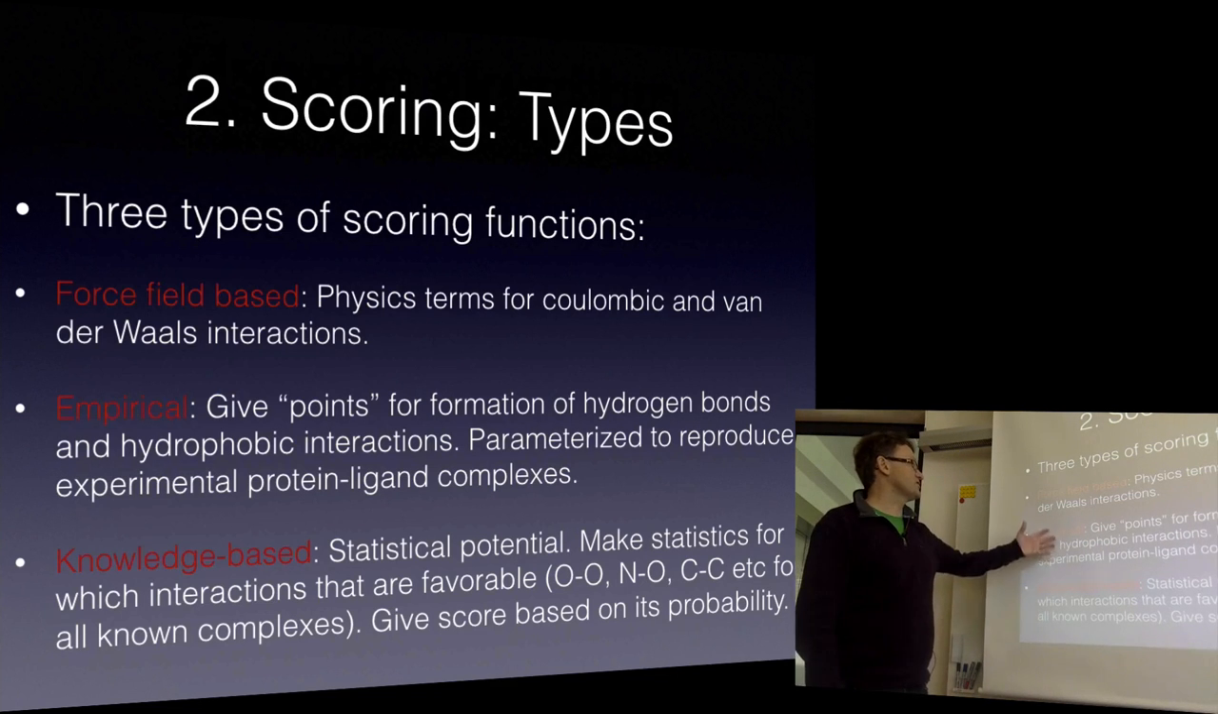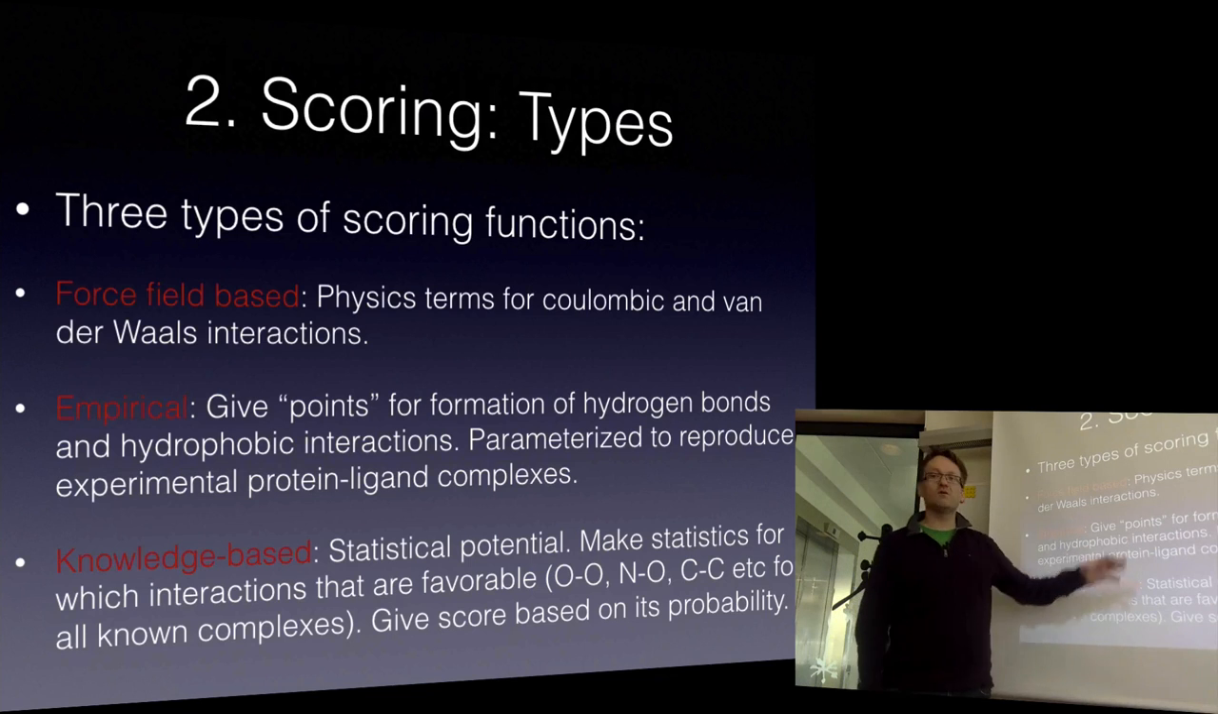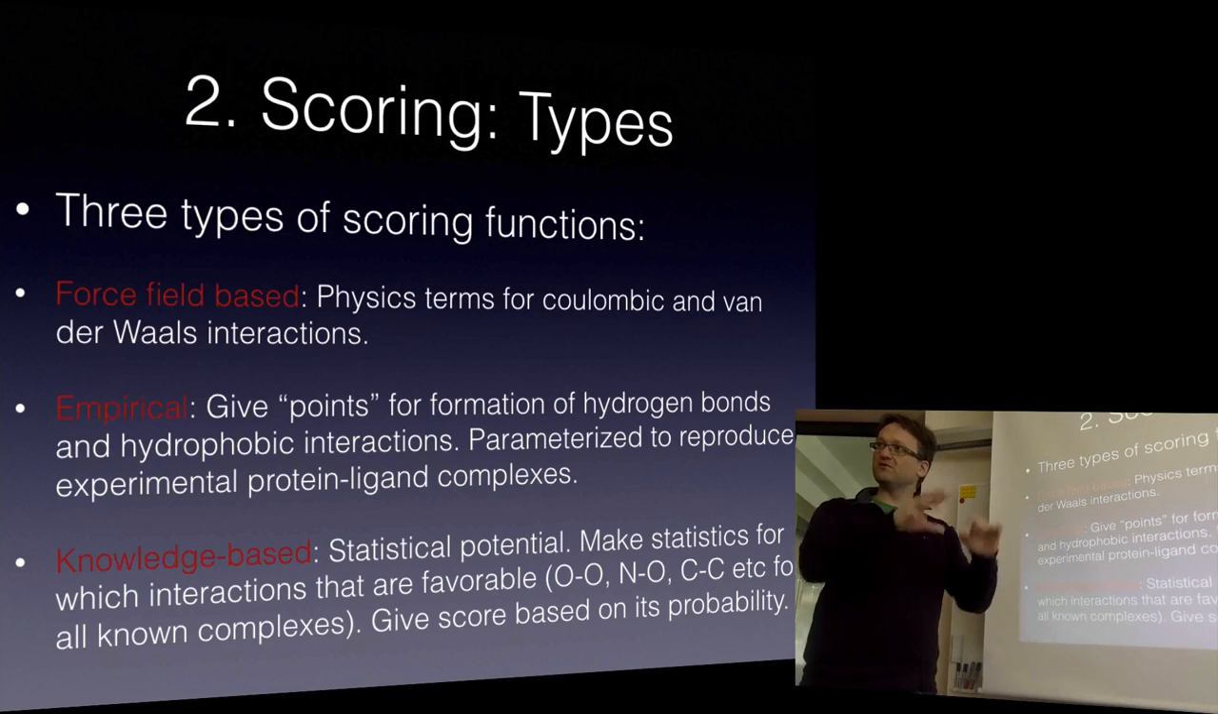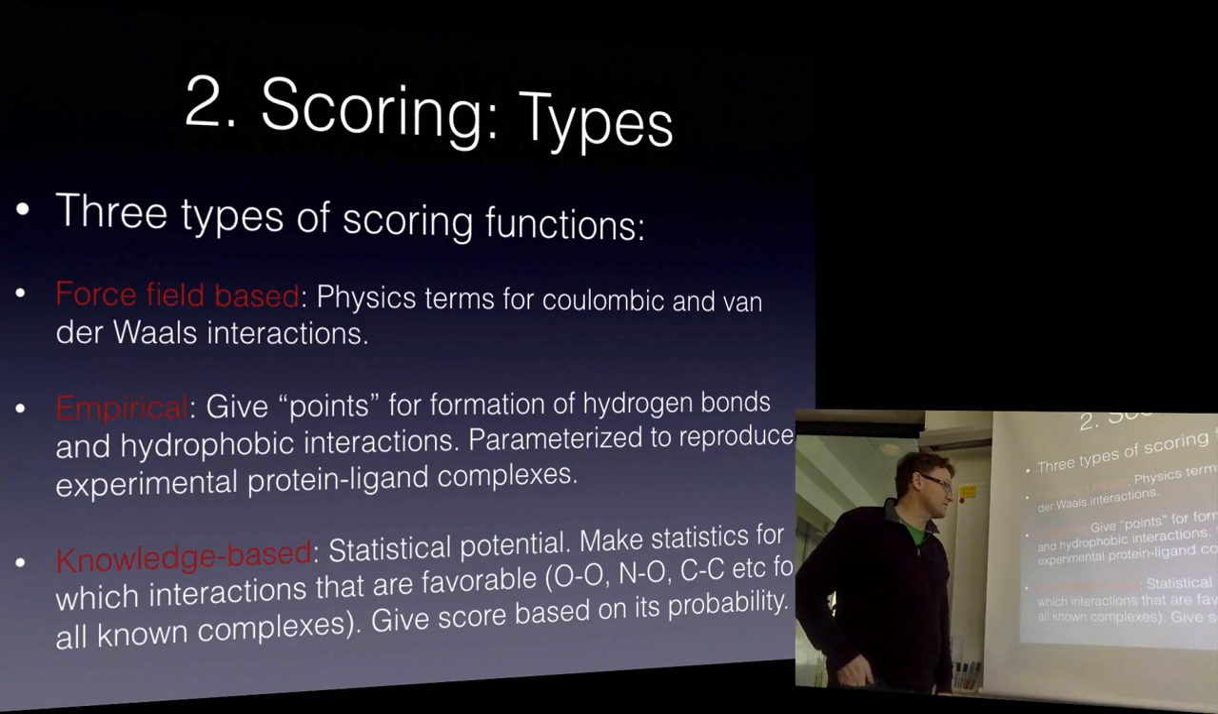And of course, this is not completely random. You can tune this so that you reproduce experimental protein-ligand complexes. In some cases, we know how molecules are going to bind, right? So you can train this with a computer to make sure that you give good scores to things that should be good and bad scores to things that should be bad.